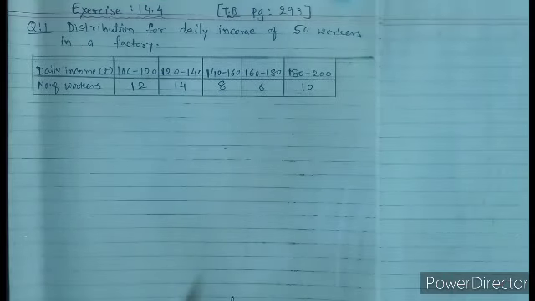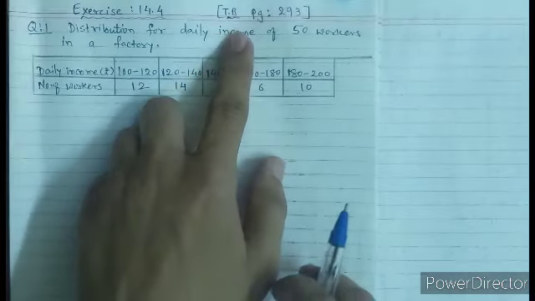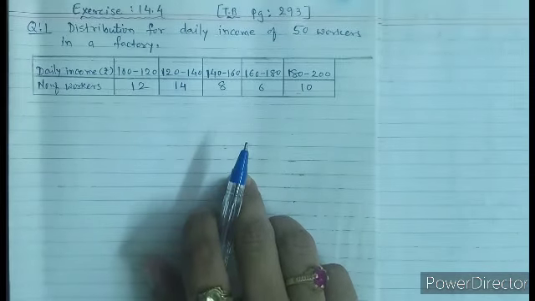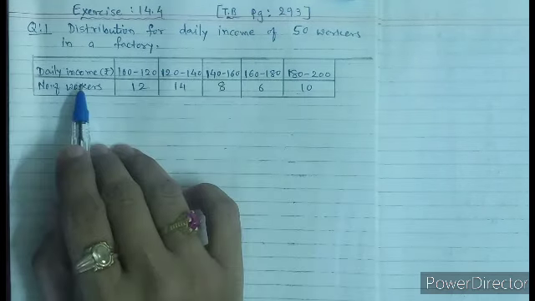Now let us understand how to form the tabular form of less than type and more than type of cumulative frequency distribution. For that we will go to exercise 14.4 and check question number 1. The question is from exercise 14.4, question number 1 in your textbook, page number 293. The question is, the following distribution gives the daily income of 50 workers in a factory. The data is given here.